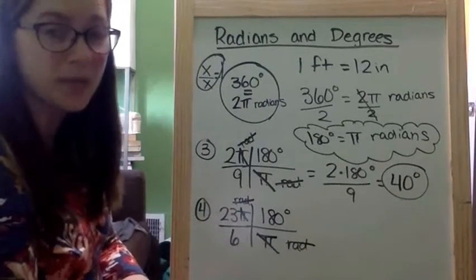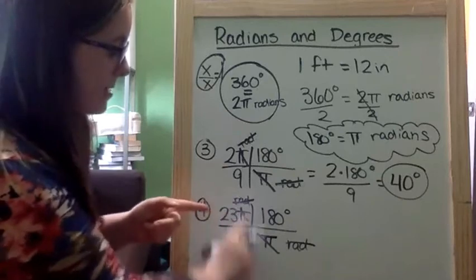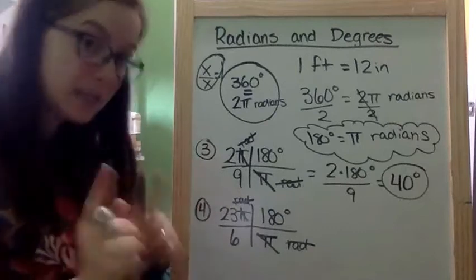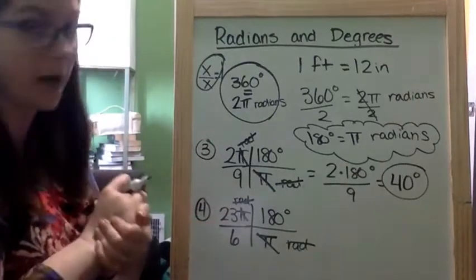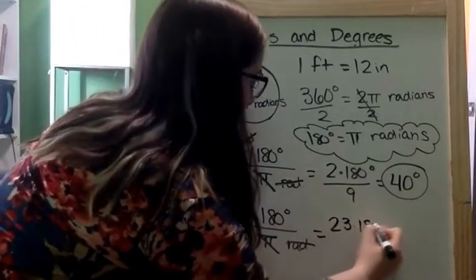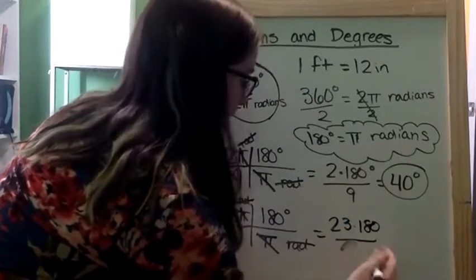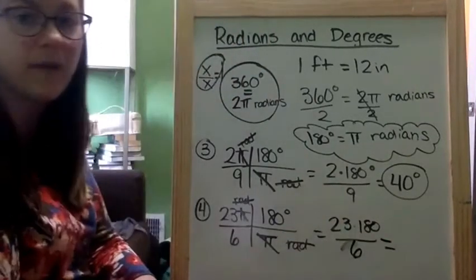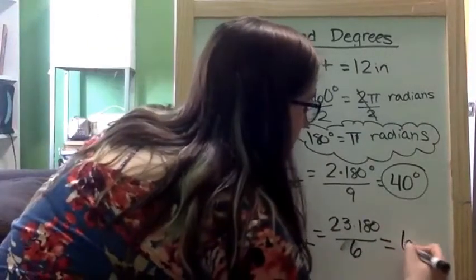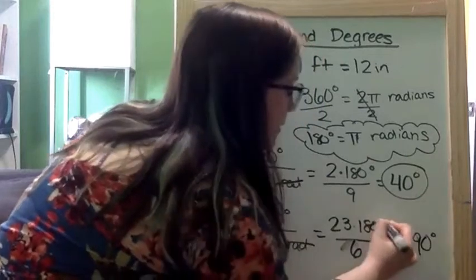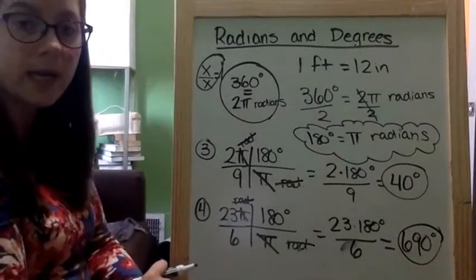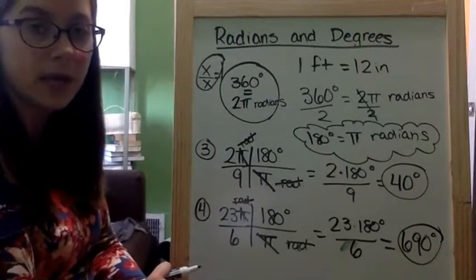That will happen almost every time. Very rarely do you have radians without the pi. It would be a very odd situation to have that. It is possible, but it's rare, okay? So now I would have this as 23 times 180 divided by 6, which when simplified would give me 690 degrees. So 23 pi over 6 radians is equal to 690 degrees.